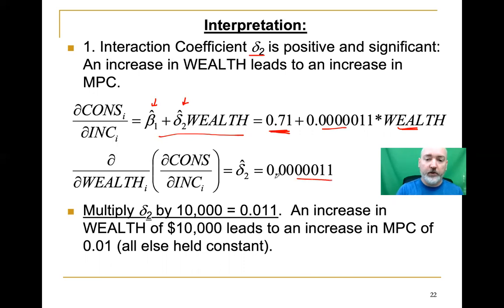And of course, the reason why that number is so small is because $1 in wealth isn't expected to have a big effect. So it might be a good idea to scale that up, right? Say, well, okay, what if one person has an extra $10,000 in wealth? Well, now that's going to have a noticeable effect on the marginal propensity, right? It's going to increase by this times 10,000, or 0.01. So every $10,000 added to a bank account is going to pivot up that prediction line, increasing that slope by 0.01, all else held constant.